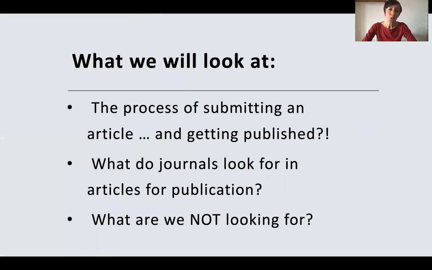This is the outline of what we are going to cover. First, we are going to explore the process of submitting an academic article and hopefully getting published. We also look at what journals want in articles for publication, in other words, what you're expected to do. And specifically, we're going to explore the guidelines to our authors from the ELTJ. But we are also going to look at some of the pitfalls and some of the recurrent issues that we are finding with articles, in the hope that you look at what we are not looking for when articles are submitted to journals.